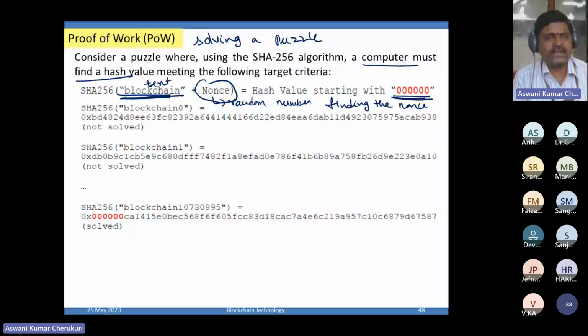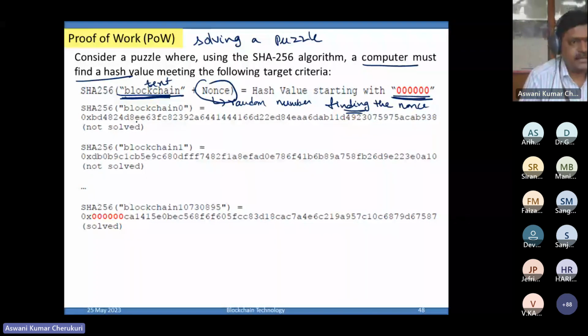Now, who finds that nonce among the competing nodes? They will be the winner, and that particular node will be allowed to create the block. So let us see here.